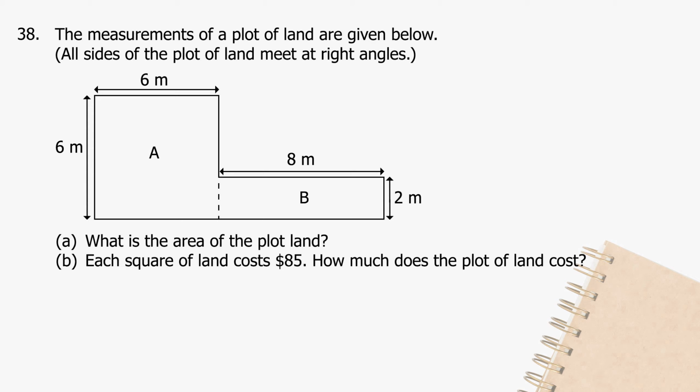Question 38. The measurements of a plot of land are given below. All sides of the plot of land meet at right angles. A. What is the area of the plot land? B. Each square of land costs $85. How much does the plot of land cost?